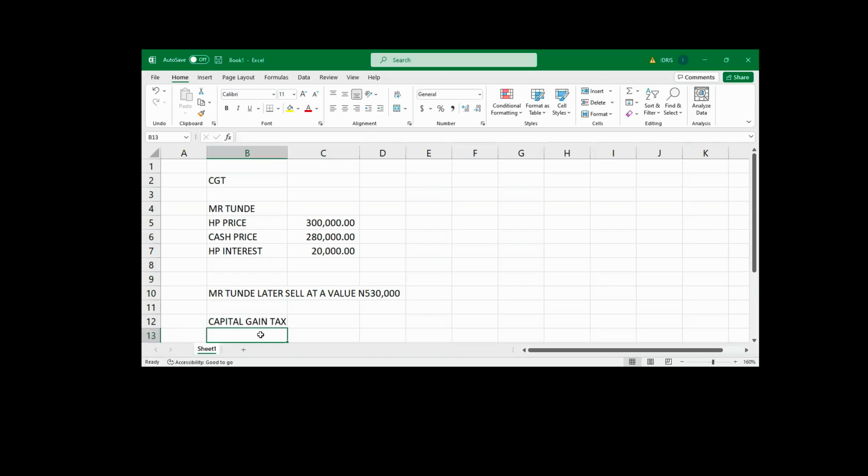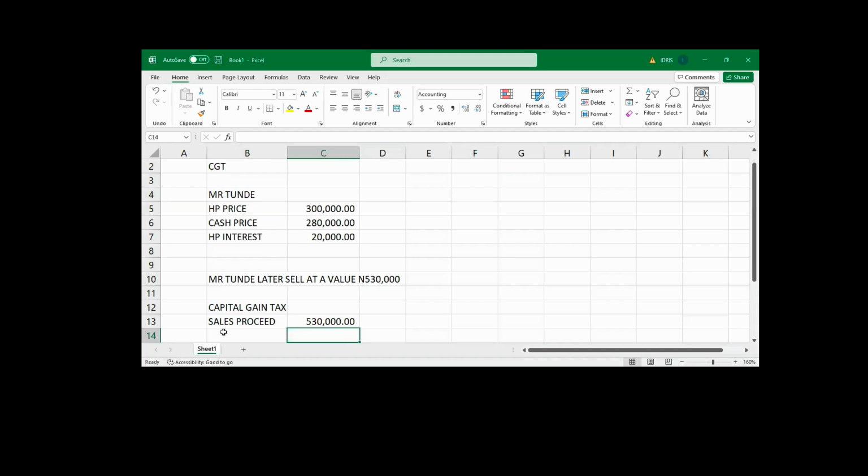We first of all ask ourselves, what is the sales proceed? How much did Mr. Tunde sell the asset? Mr. Tunde sold the asset at 530,000. And less what? Cost of acquisition.